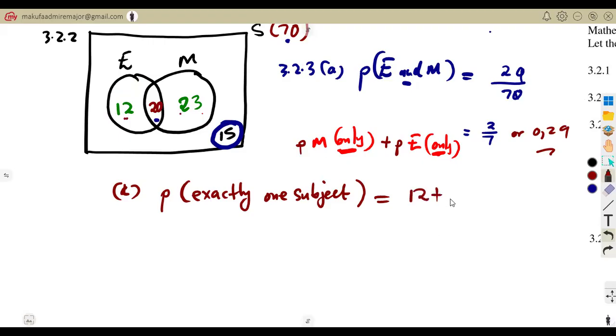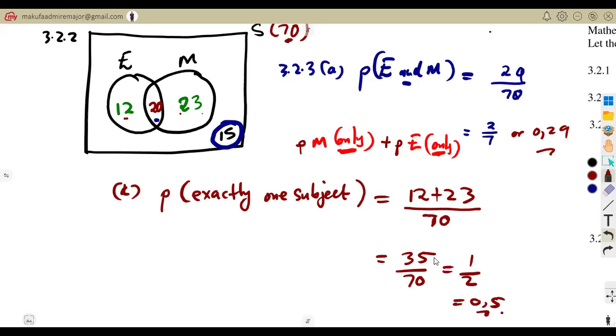12 plus 23. Out of what? The same number of people they are affecting, out of 70. So that was going to give us 35 out of 70, which as a decimal is the same as 1 over 2 or 0.5. That is how it can be like.